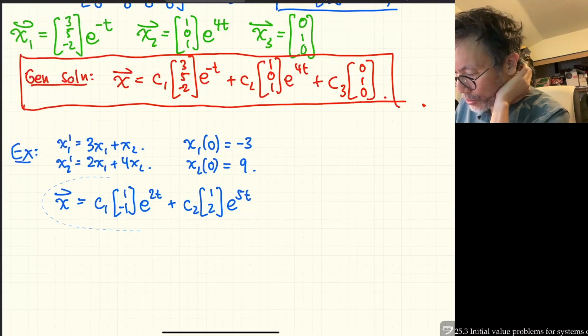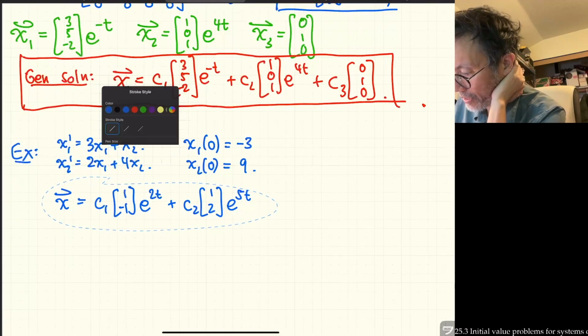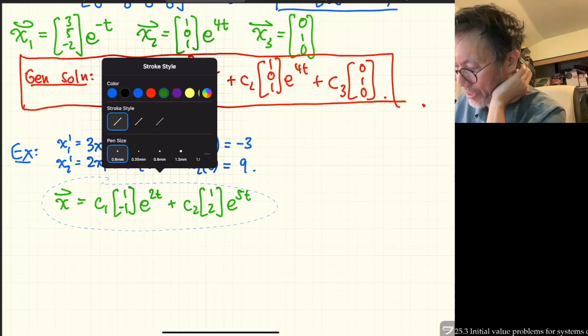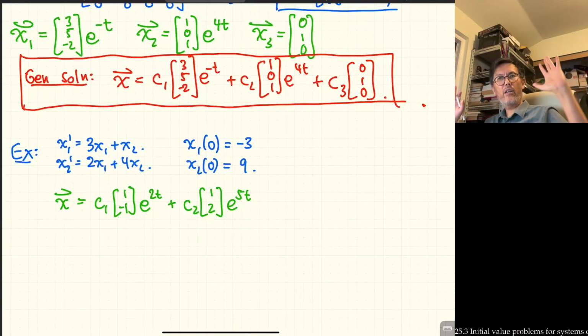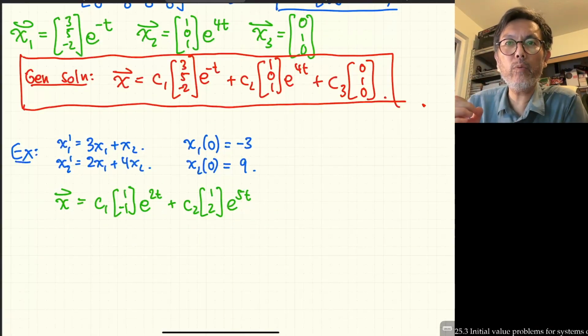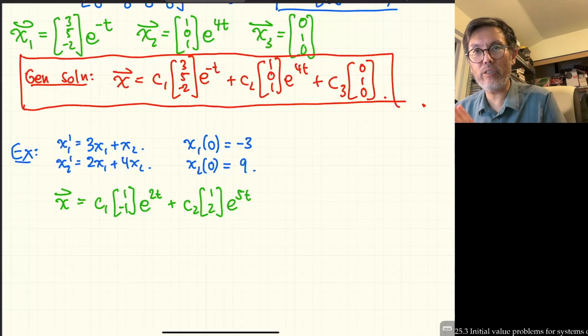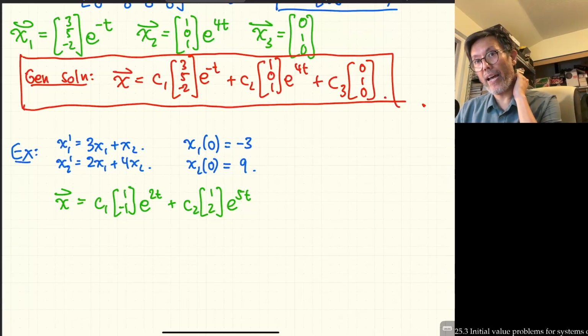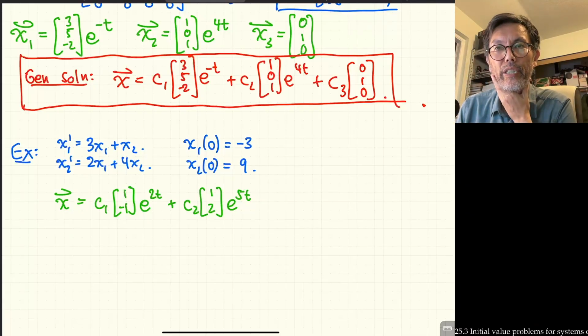Okay, there we go. This is our general solution. I'm going to recolor it green. And what we want to do is find the c1 and c2 which make this x satisfy the initial conditions.